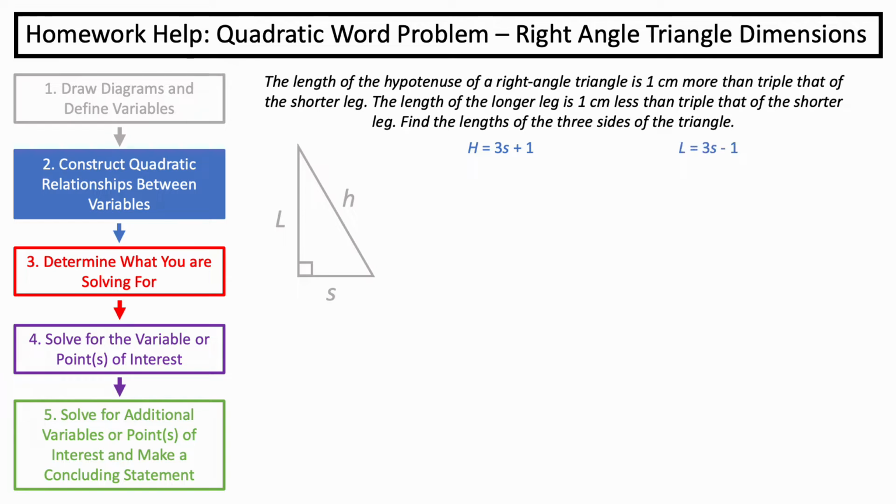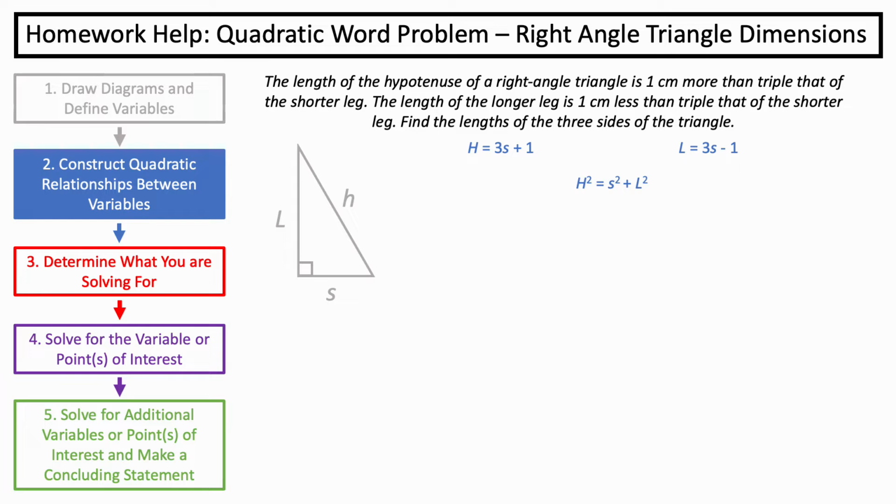The next thing we know is that the longer leg is 1 centimeter less than triple that of the shorter leg. So once again, algebraically, this would be written as the longer leg is equal to 3 times the shorter leg minus 1. The final thing we know is Pythagorean Theorem, so the hypotenuse squared will be equal to the shorter leg squared plus the longer leg squared.